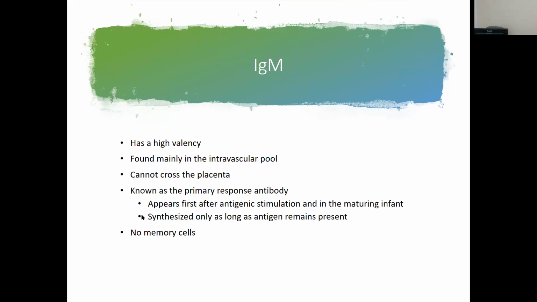And the biggest thing is it does not cross the placenta, only the IgG. So all the ones we're going to talk about from here on do not cross the placenta. And then we're going to talk about the primary response. It's known as the primary response antibody because it's the first one to show up. When you have an antigen invasion, an immunogen invasion, the IgM population increases in response to that antigen. It's kind of like the first soldiers that walk in, and it's synthesized only as long as that antigen remains present.